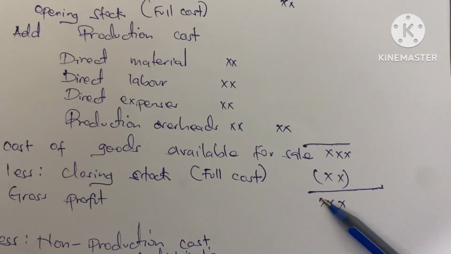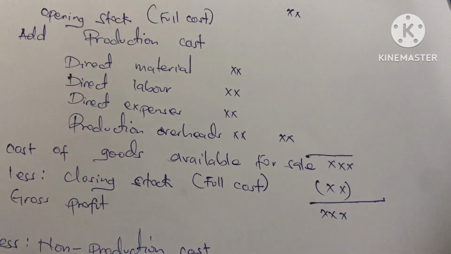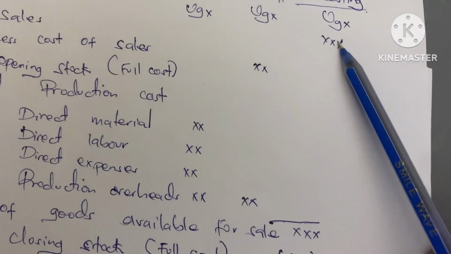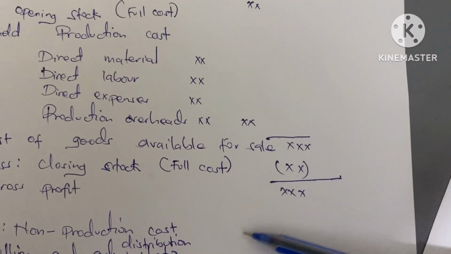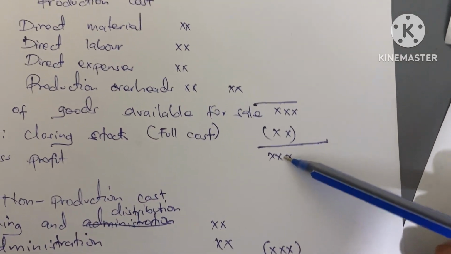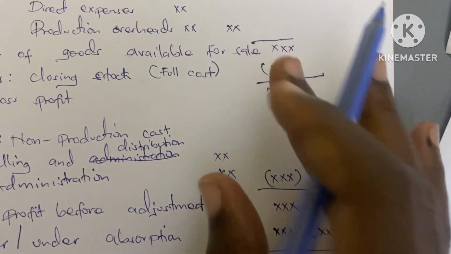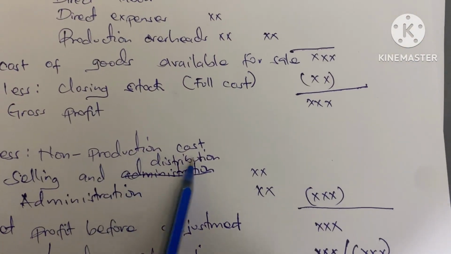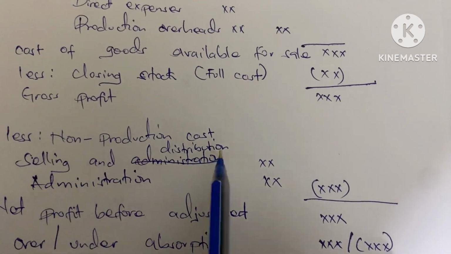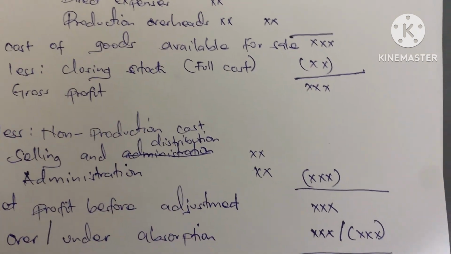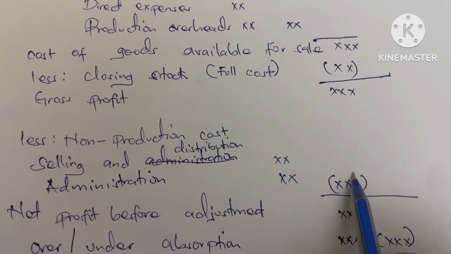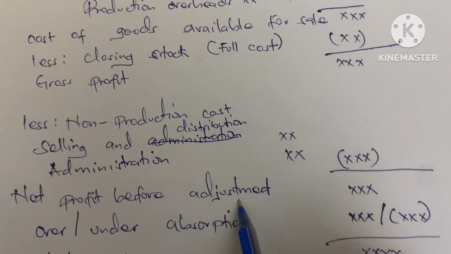Then we get this: sales minus the cost of sales. We get the gross profit. Then after we less non-production costs. We have things like selling and distribution, then administration, we less them. Then what we get is called net profit before adjustment.